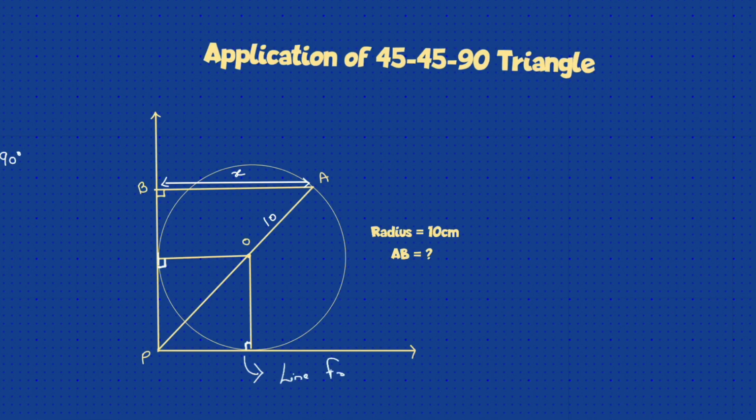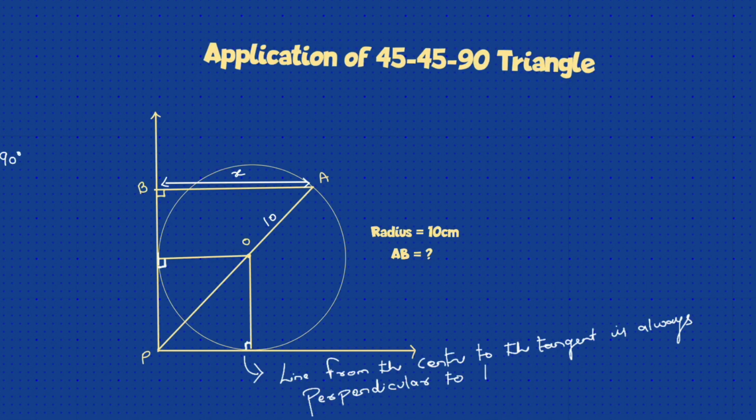Why? This is something we have learned in school and we'll study this in the circle chapter as well. The line from the center to the tangent is always perpendicular to the tangent. For the time being, just have an idea. If I draw a line from the center to the tangent, it will always be perpendicular to that tangent. So I know this angle is 90. Now there are two lines, the angle between them is 90, and these two lines are equal. Why? Because this is a radius. The radius of the circle is 10.